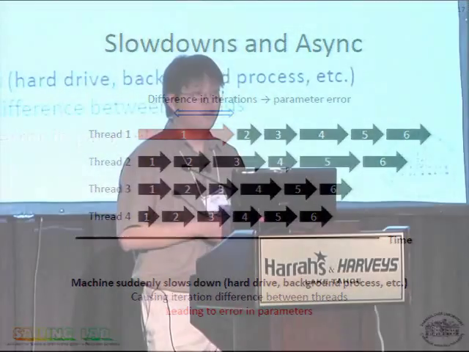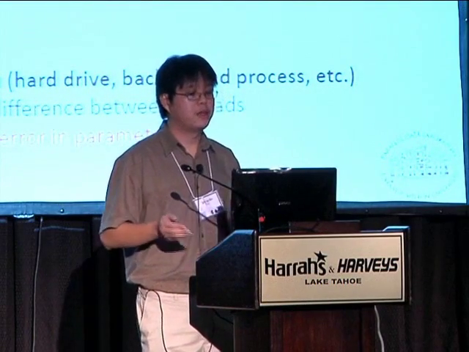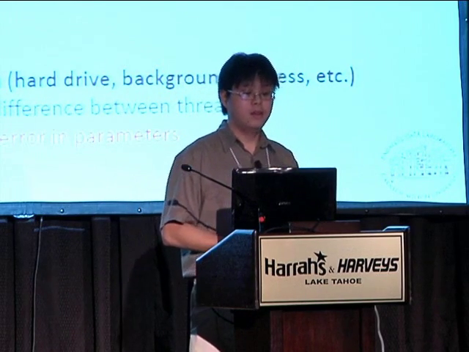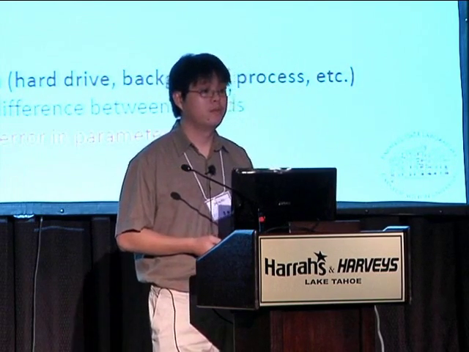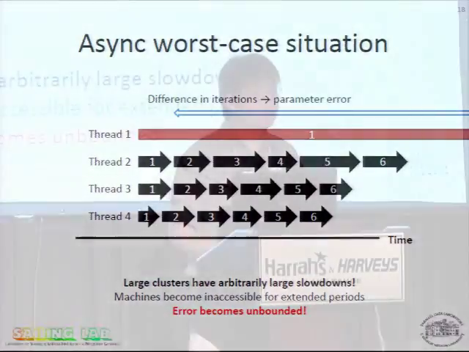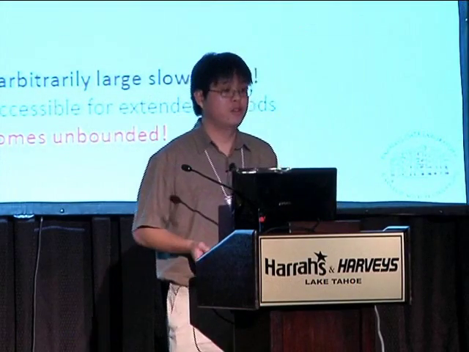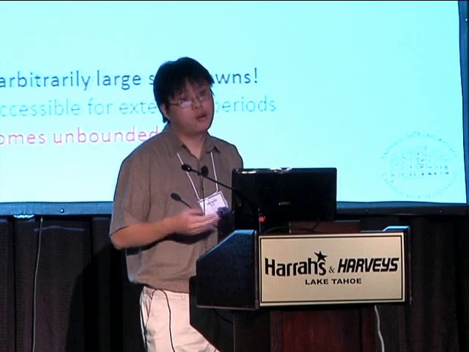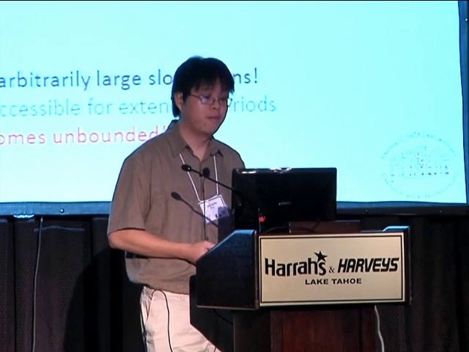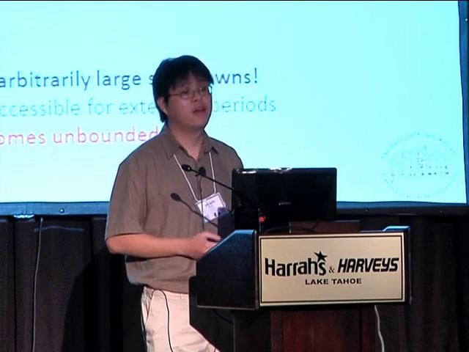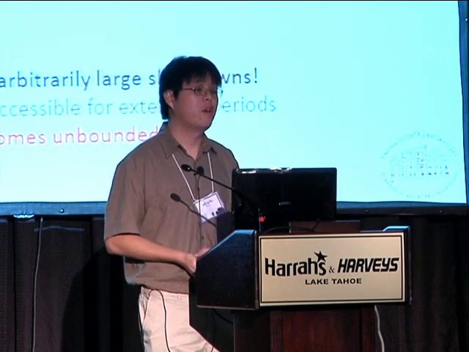One thread will take longer to complete its iteration while the others are all speeding ahead. That causes an iteration difference between threads that leads to error in the parameter synchronization. In the worst case, on a large cluster, you can have an arbitrarily large slowdown. Machines may become inaccessible for an extended period. This is a common observation on a cloud network like Amazon EC2, where your machine might go off the network for a few minutes at a time. In that case, the error becomes unbounded because the iteration difference between that one thread and everybody else is growing rapidly.